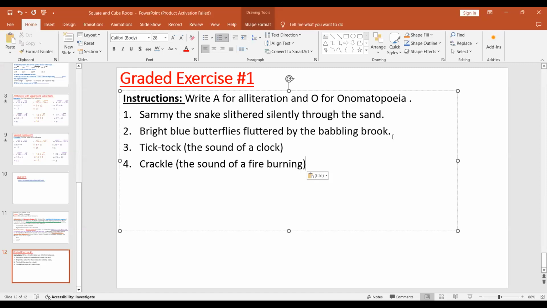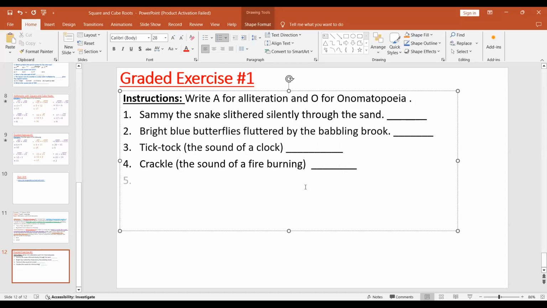All right, so the first one says, Sammy the snake slithered silently through the sand. The second one says, bright blue butterflies fluttered by the babbling brook. The next one says, tick tock, the sound of a clock. Number 4 says, crackle, the sound of burning fire.